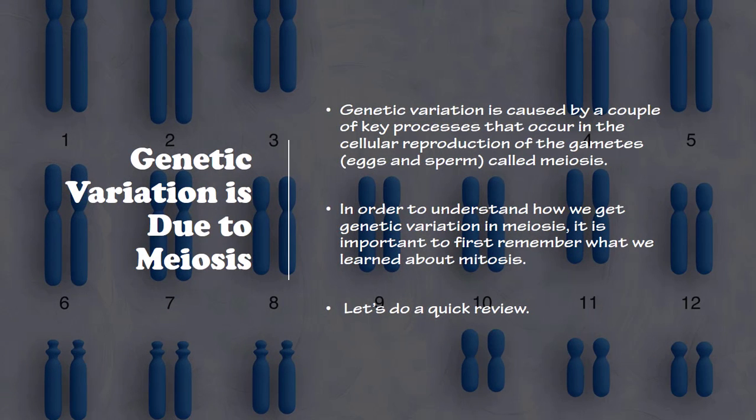Genetic variation is due to meiosis, which is a form of sexual reproduction. Genetic variation is caused by a couple of key processes that occur in the cellular reproduction of gametes. These are the eggs and sperm, and this cellular reproduction process is called meiosis. But in order to understand how we get genetic variation in meiosis, it is important to first remember what we learned about mitosis. So let's do a quick review.